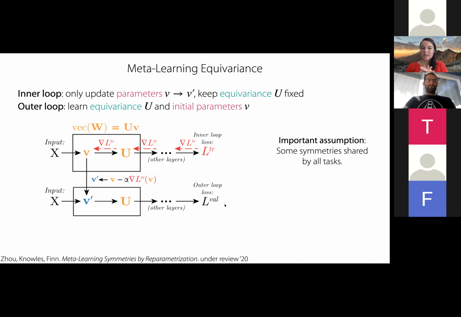Now, one important assumption for this meta-learning procedure is that the symmetries that we want to capture are shared by all of the tasks in our meta-training set, and also shared by our test task. This is how we're going to try to transfer the symmetries that we learned from our set of meta-training tasks to our new held out task.